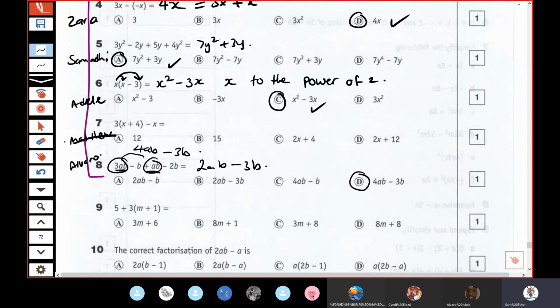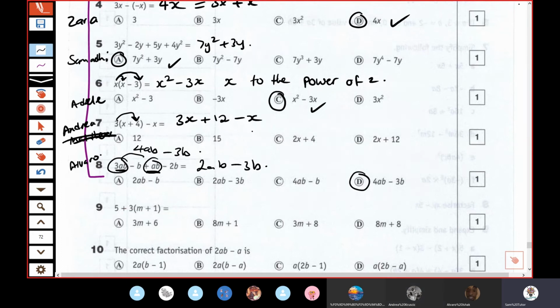Andrea, can you try this one, number 7? Yeah, sure. So what do you get? I can do it step by step with you. You just gotta let me know what you would do. 3x, 3 times x. Yep. Plus, and do 3 times 4, which is 12. And then minus x, you have to still write minus x.